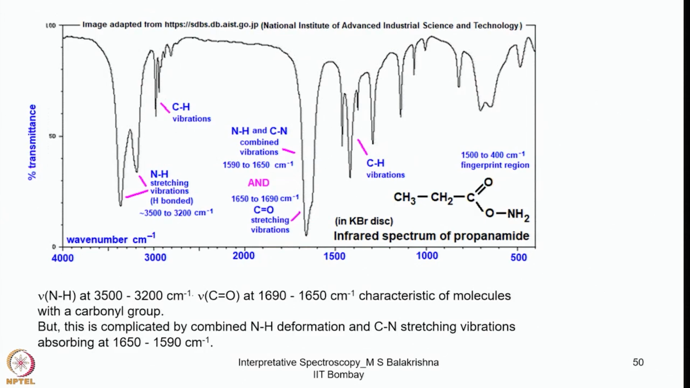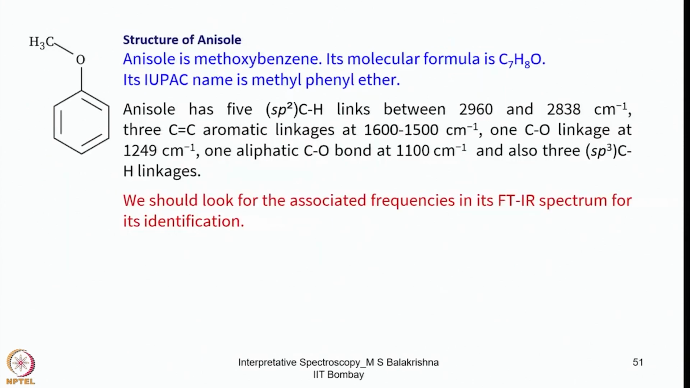The spectrum of propanamide is given here, and you can identify the NH stretching vibration around 3500 to 3200 centimeter minus 1, and we also have a carbonyl group, which comes around 1650 to 1690 centimeter minus 1. In the same region, NH and CN combined vibrations also come at 1590 to 1650 centimeter minus 1, and then one can identify the CH vibration here. Then from 1500 onward, this range is called the fingerprint region.